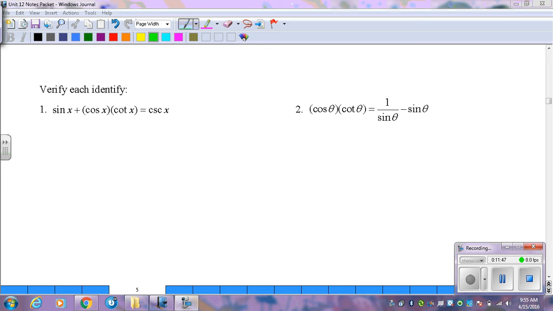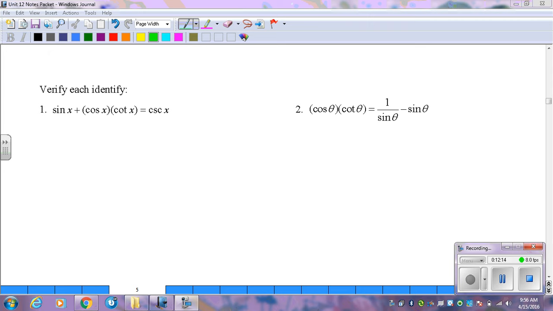All right, verifying identities. We'll do some more of these practice ones in class, but I just want to give you an idea of what it means to verify. When you verify an identity, you pick one side of your equation and you simplify that side of the equation. So what we just did in the last couple examples, you're only going to do to one side of the equation. Your goal is to make the one side of the equation look like the other.